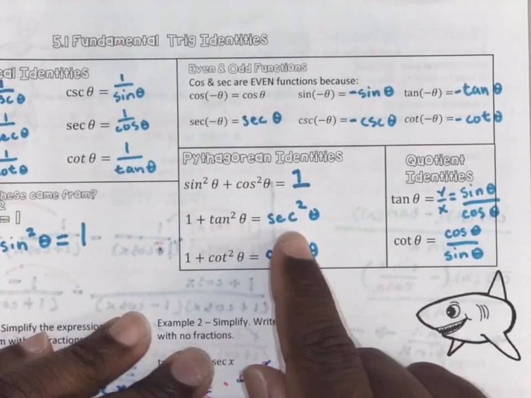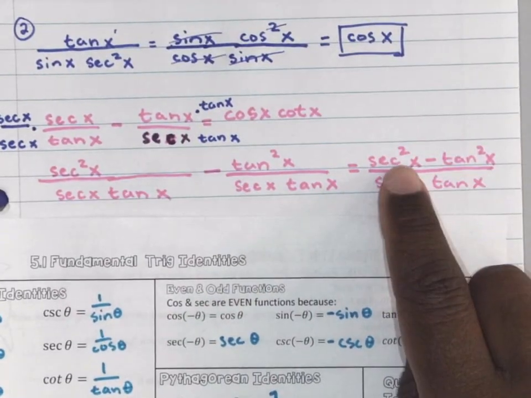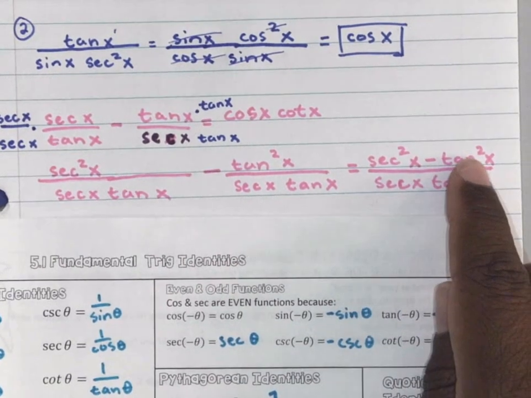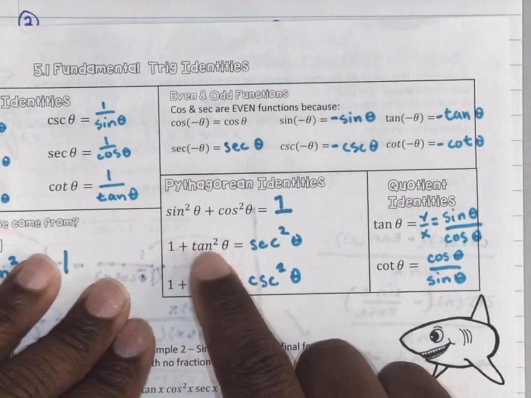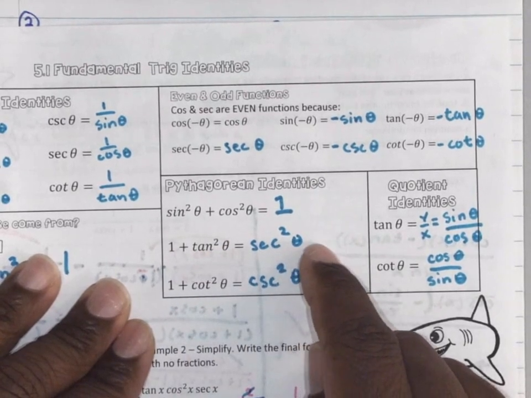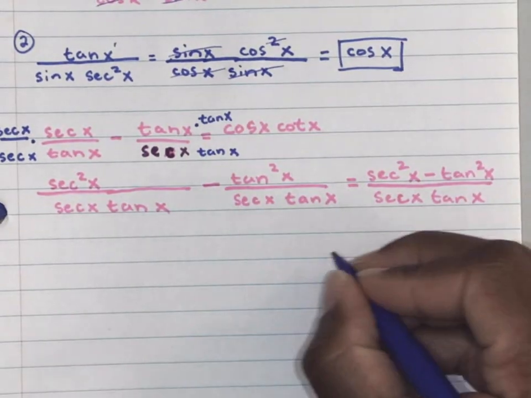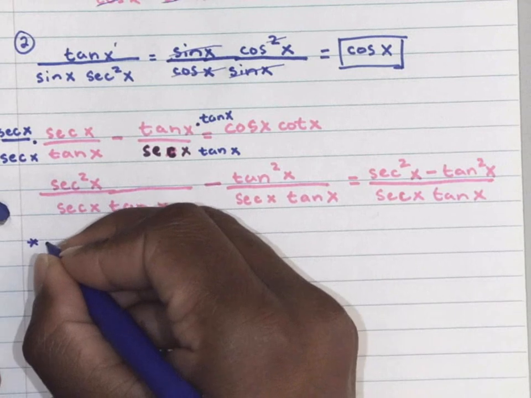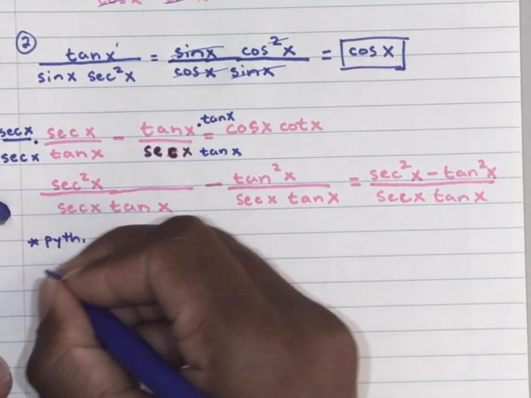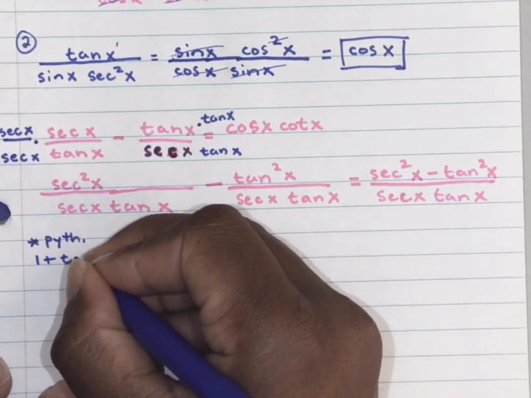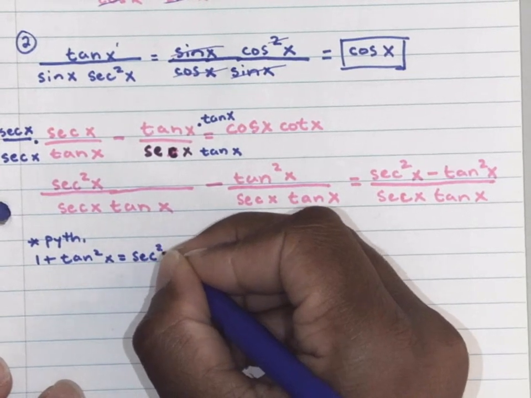I go to the one that has secant. Notice it also has tangent. And if I'm looking at what I have, I've got secant squared minus tangent squared. I'm thinking from this identity, if I subtract tangent and put it over here to be with secant, I'll get that secant squared minus tangent squared. Let me show you what I'm talking about. So just over to the side, we're about to use the Pythagorean identity, which starts off as 1 plus tangent squared x equals secant squared x.